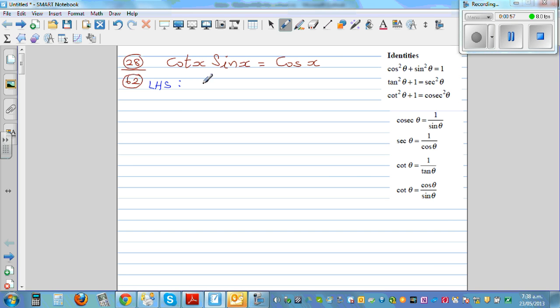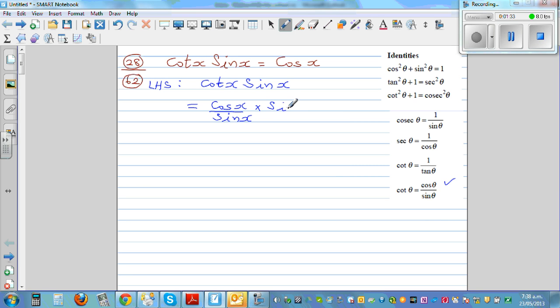Let me write the left-hand side. LHS stands for left-hand side. So this is cot x times sine x. Can I write cot x as sine and cos? Well, cot is cos over sine. Cot theta is cos theta over sine theta. So cot x would be cos x divided by sine x, and this is times sine x.